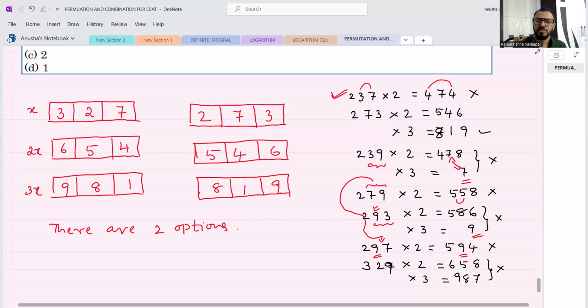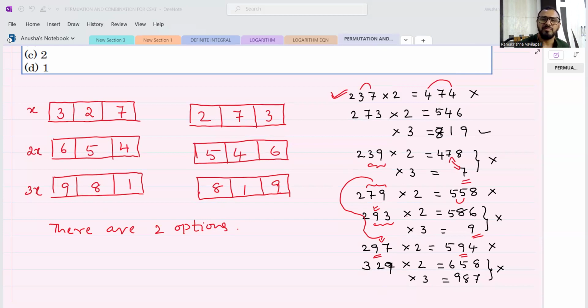I'll bring one more question on permutations and combinations. How many words can be formed using the letters of the word, such that there will be exactly two letters between two letters? This is a 2022 question.